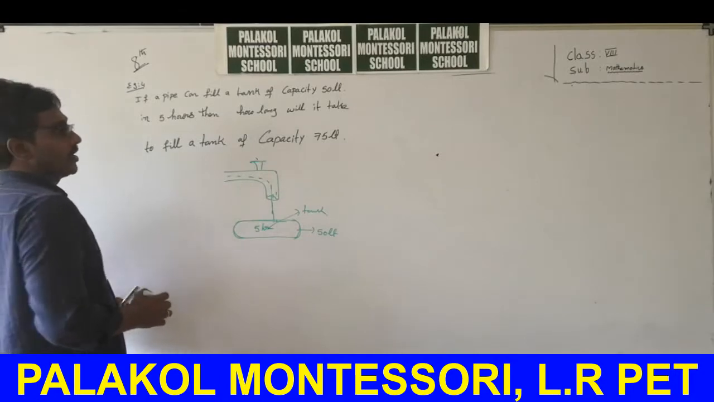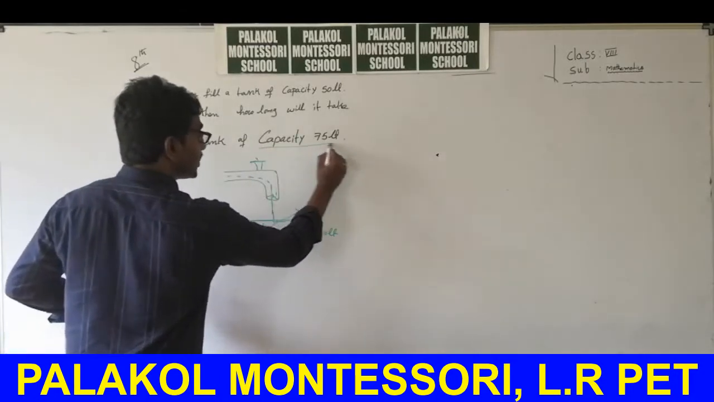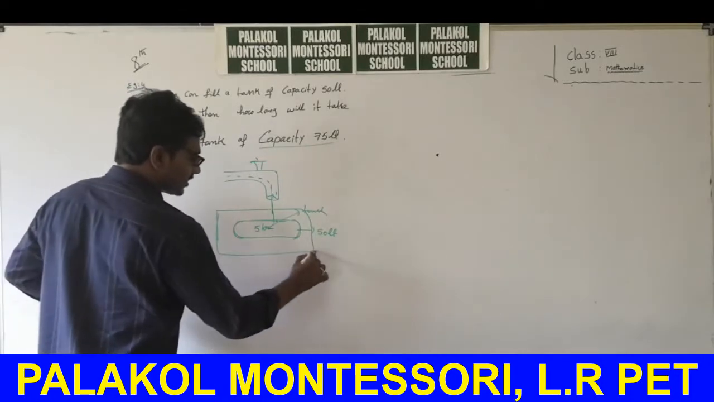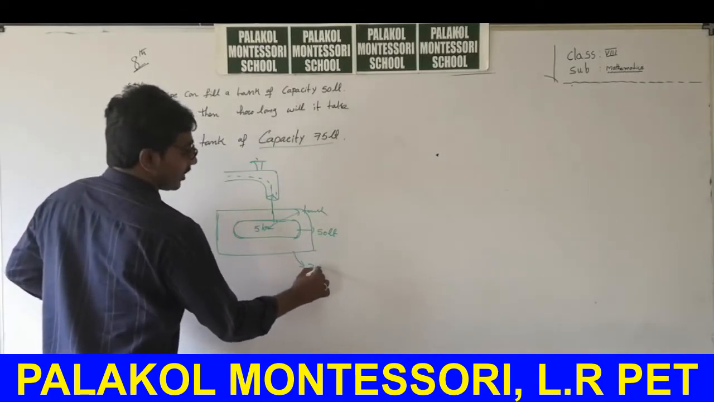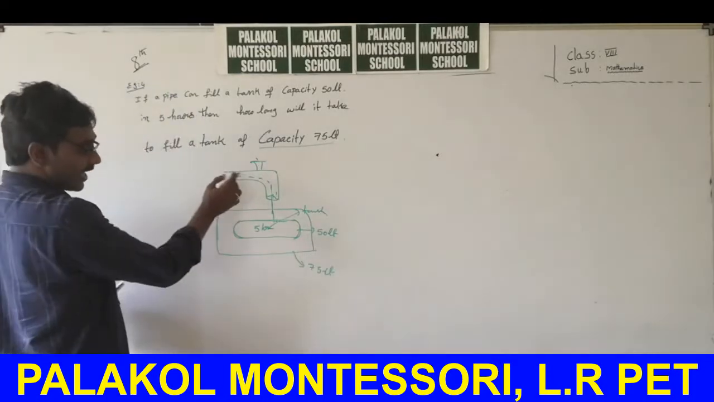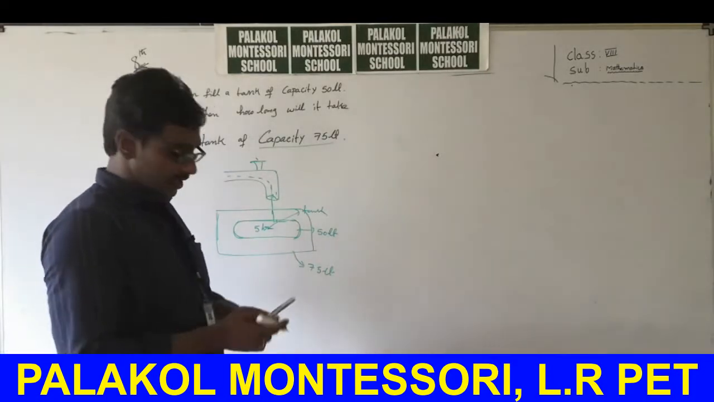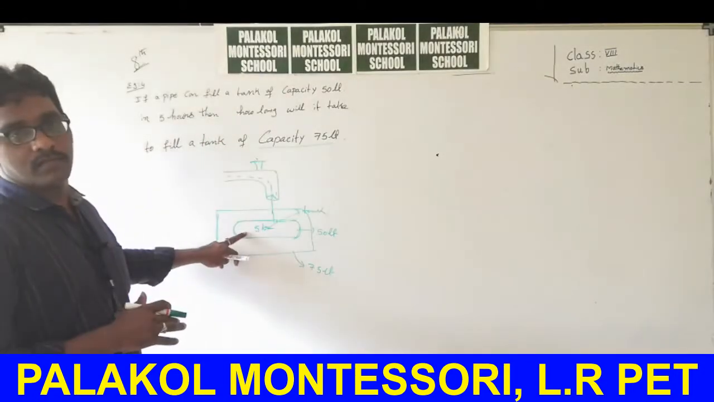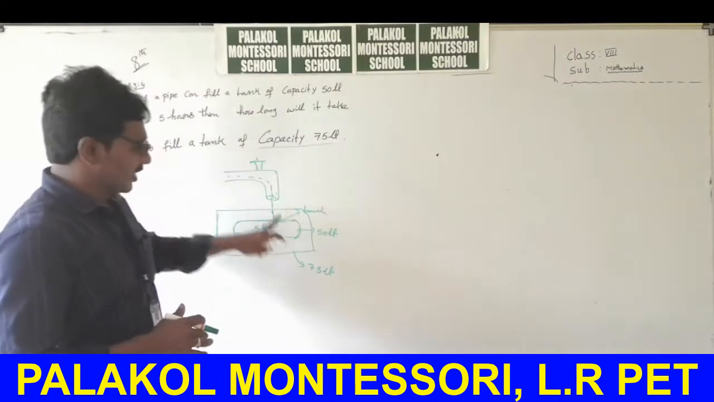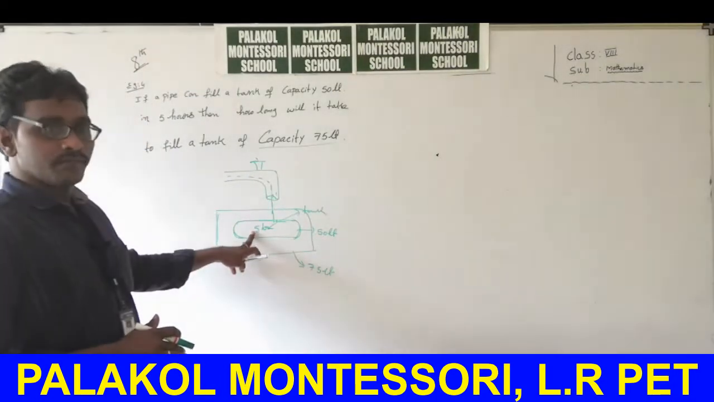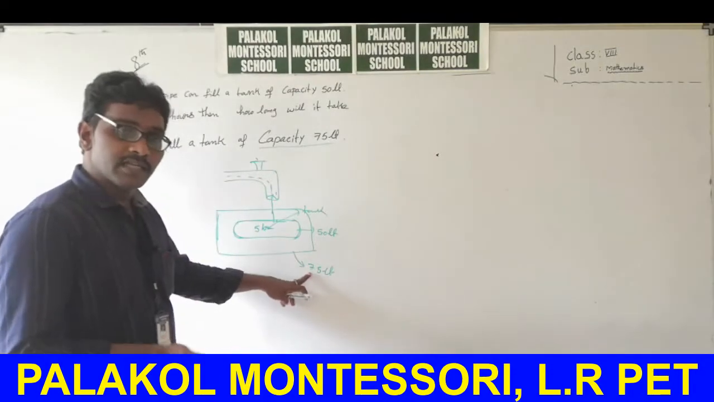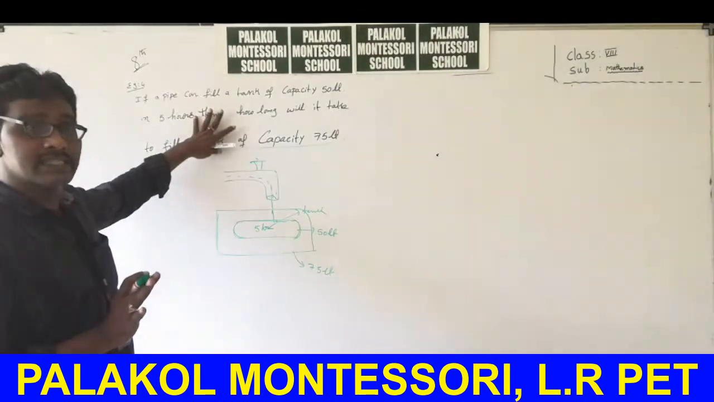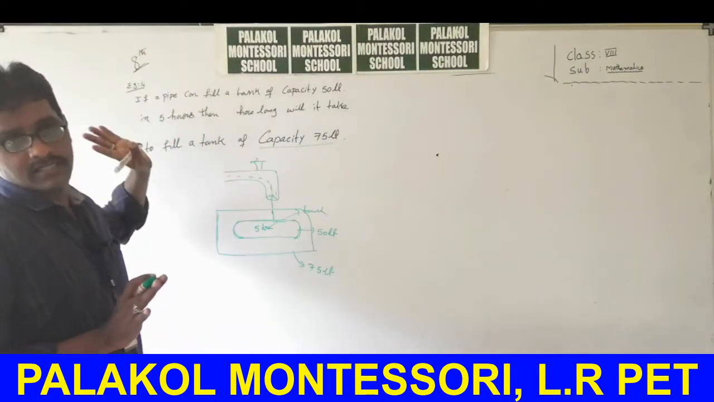5 hours. But the tank capacity will be increased. Suppose this tank's capacity is increased to 75 liters. In that situation the time will definitely increase. So what is the relation? 50 liters takes 5 hours, 75 liters the time taken definitely increases. So what type of model is it? It is a directly proportional model.